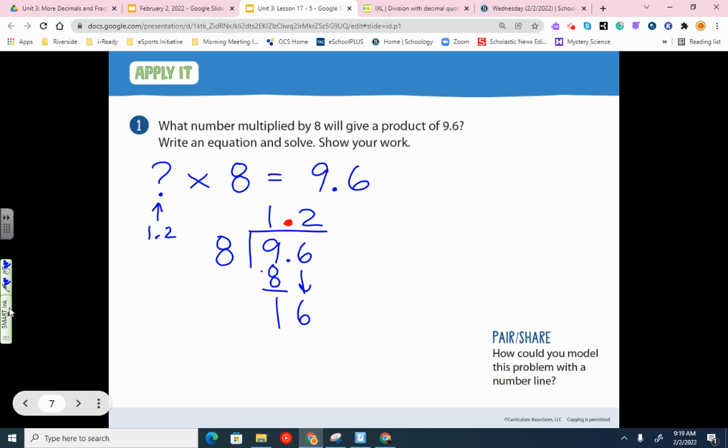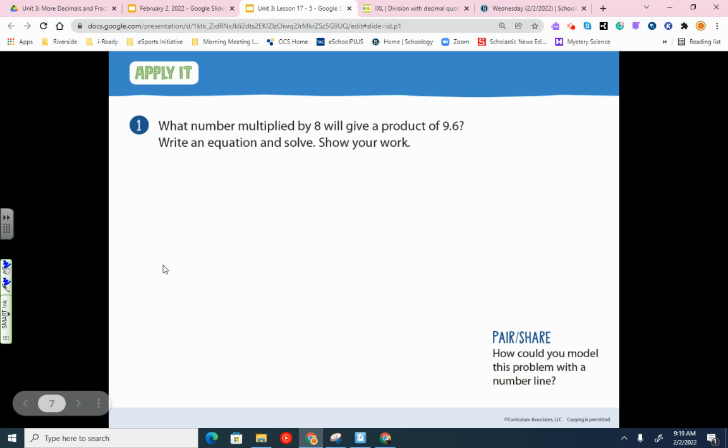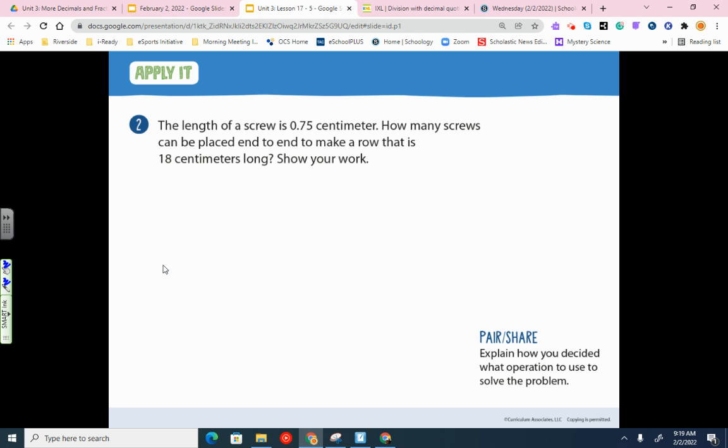All right, let's move on. Turn the page. We're not going to do all the examples. We'll do just enough to get some review in here. All right, the length of a screw is 0.75 centimeter. How many screws can be placed end to end to make a row that is 18 centimeters long?